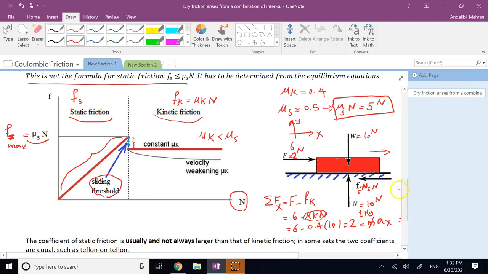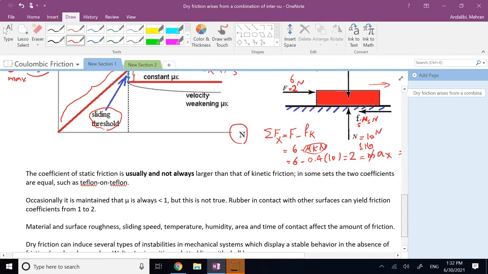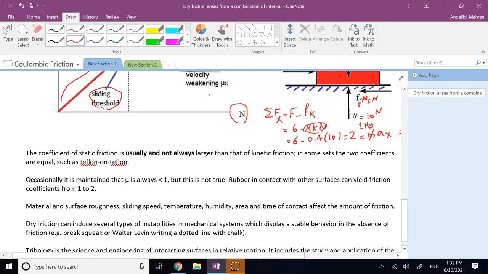Now, as I mentioned, in general, most of the time mu k is less than mu s, but not always. There are cases where they could be equal, like if you have a Teflon to Teflon contact, then you can see that mu k and mu s are equal. The other assumption that sometimes is mentioned is that mu is always less than 1, but that is not true. There are cases where mu is bigger than 1, between 1 and 2, sometimes even as big as 3. For example, rubber, when it comes to almost all other surfaces, the mu for it is between 1 and 2.